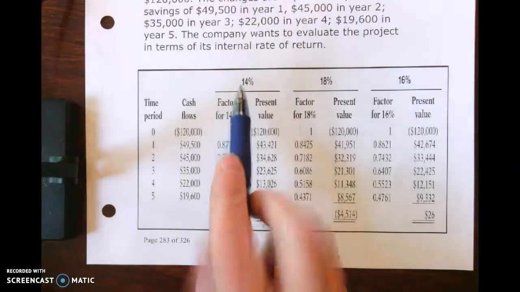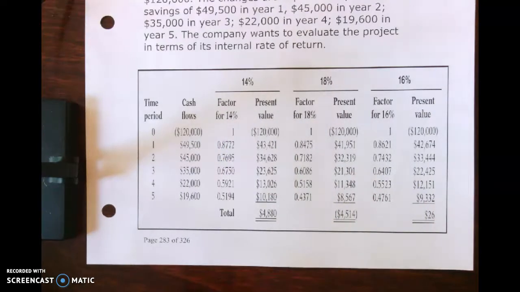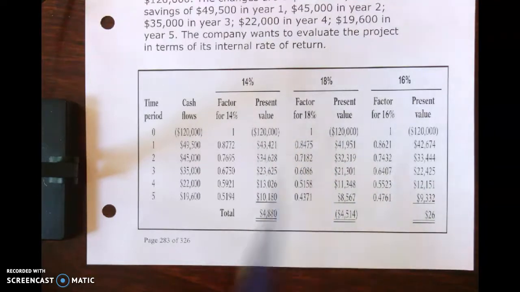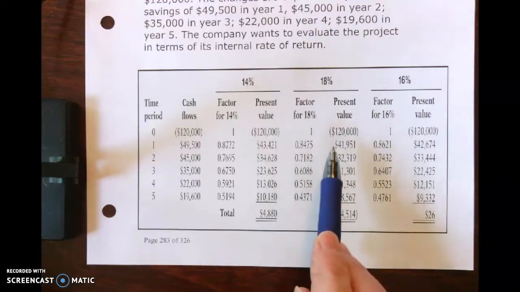Now, the question is, at 14%, is that our internal rate of return? No, it's not. How do I know it's not? Because this isn't a zero. Remember, our internal rate of return is the rate of return that equates the present value of the cash inflows to the present value of the cash outflows, which would mean when you find the internal rate of return, the net present value would be 0. This is not 0. So we have to guess again. And because we have a positive net present value here, our next guess needs to be higher.